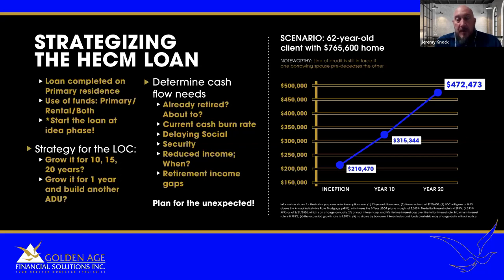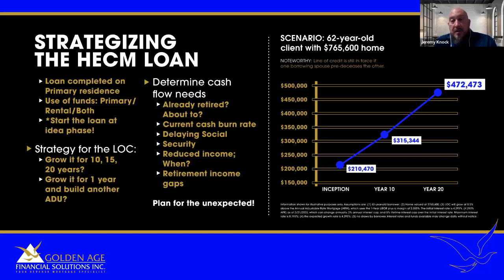Life events happen, so that might require some draws on that line of credit. But if they don't, and they just leave it alone, in 10 years it's gone up almost 50%. It's up to $315,000 in an available line of credit. Now they could feasibly go build another ADU in their backyard, though in that case it's probably going to cost them more, probably $250,000.